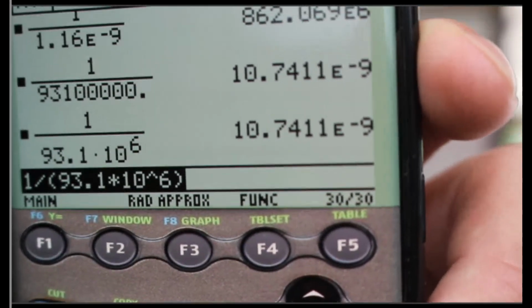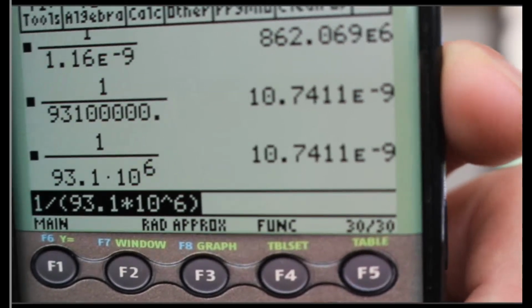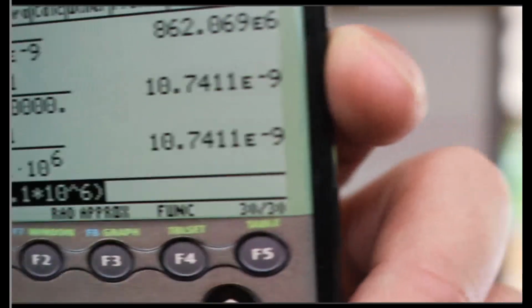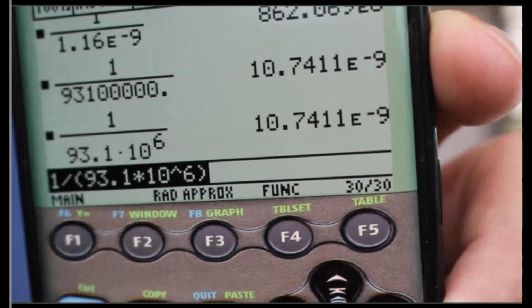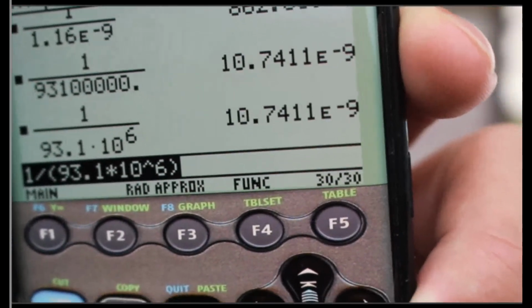93.1 times 10 to the -6th in the denominator. And notice I have to put the parentheses around it. Okay? So that's another way to do it. The way I did it above or the way that I typed it in right there.